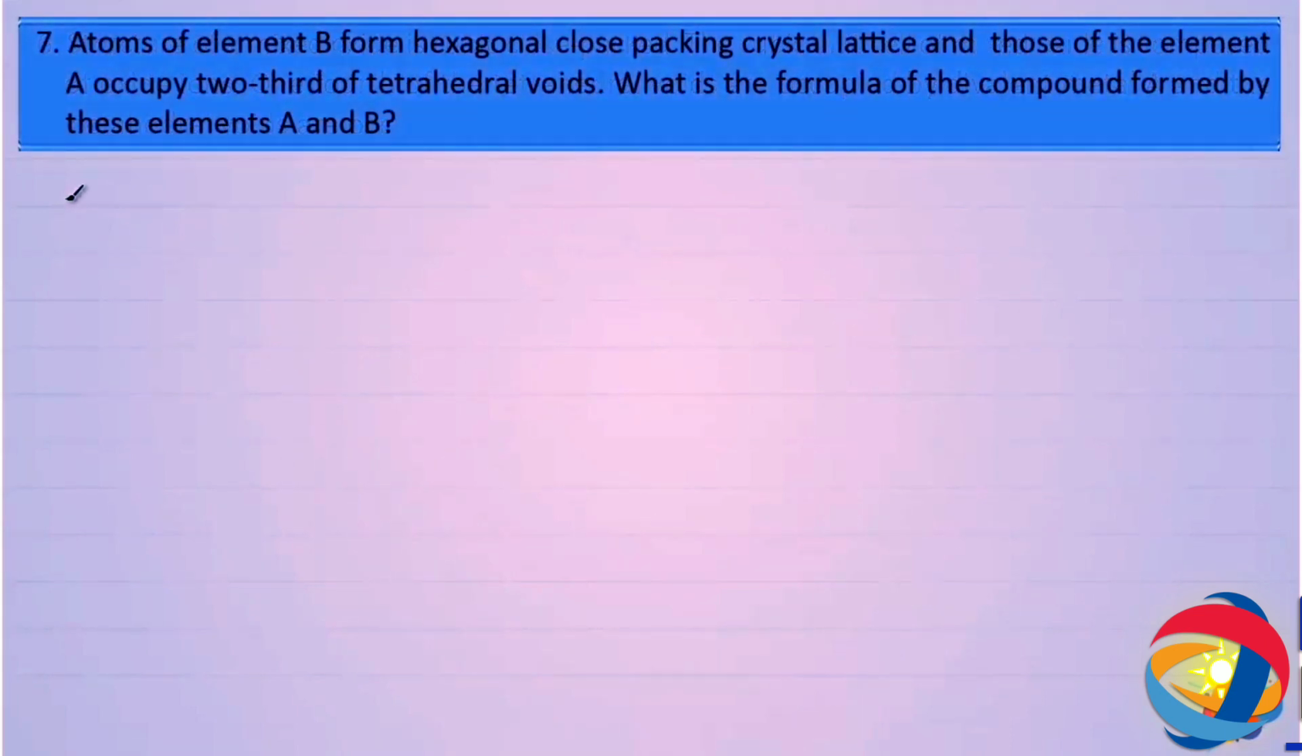The next question is, atoms of element B form hexagonal close packing crystal lattice and those of the element A occupy 2 by 3rd of tetrahedral voids. What is the formula of the compound formed by these elements A and B? Solution.